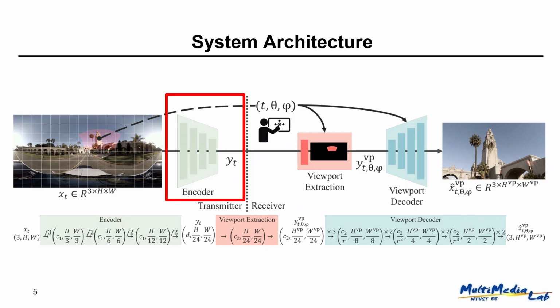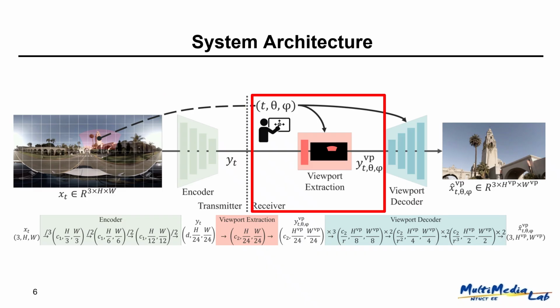And by the way, VP stands for viewport. It has already been cropped via perspective projection. And T means time, a specific time point in the video. And theta means the longitude of the user's viewing direction. And phi means the latitude of the user's viewing direction. And the red part, viewport extraction in the middle, is the main focus of this paper.